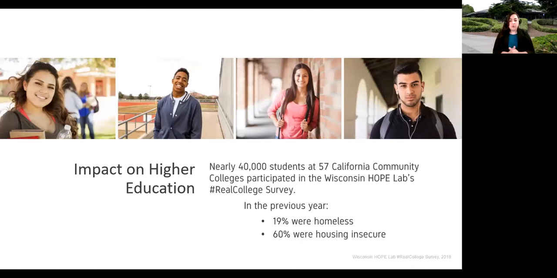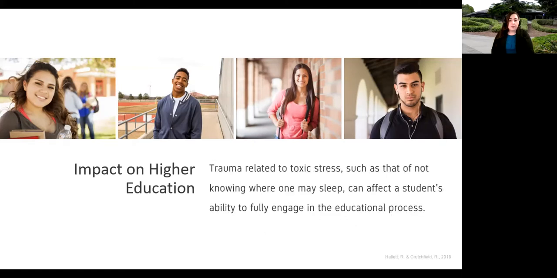Well, the Wisconsin Hope Lab's Real College Survey in 2019 surveyed nearly 40,000 students from 57 different community colleges. They found that in the previous year, 19% were homeless and 60% were housing insecure. What does that mean? Trauma related to toxic stress, such as not knowing where one may sleep, can affect a student's ability to fully engage in the educational process.